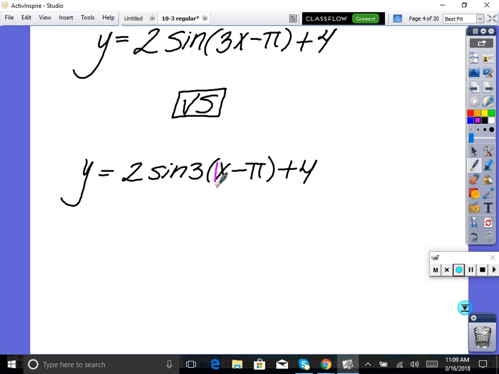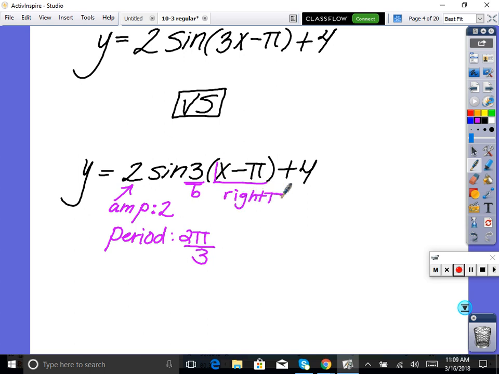Does everybody see? So in this one, we would be able to say our amplitude is 2. So everybody listening very closely, our amplitude's 2. Right here is b. So that does not affect the transformation, but it does affect your period. So we'd say our period is still 2 pi divided by b, so 2 pi thirds, everybody. Then our shift is, because that's a 1, we're good to go, we would say right pi. And then right here we would say up 4. Now up here, this is a problem.